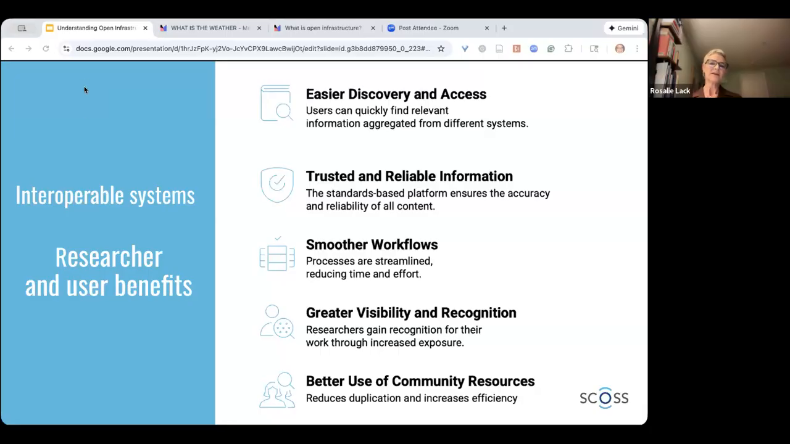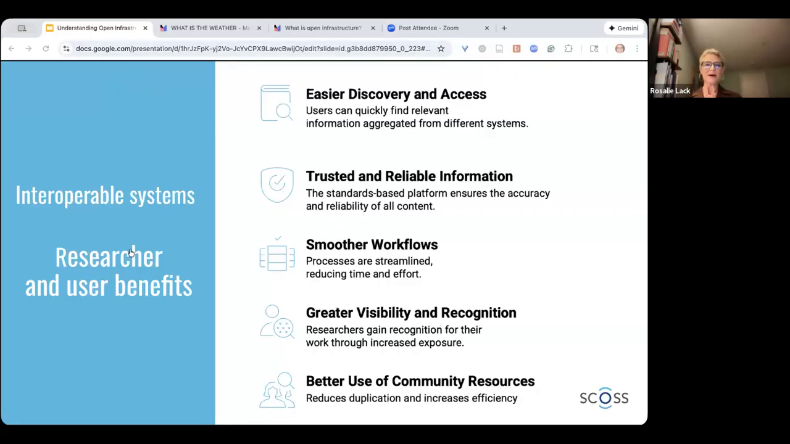that you're using. And smoother workflows for publication, and a greater visibility and recognition because they're interoperable with each other, and a better use of community resources because there's less duplication and increased efficiency of how they're working with each other.